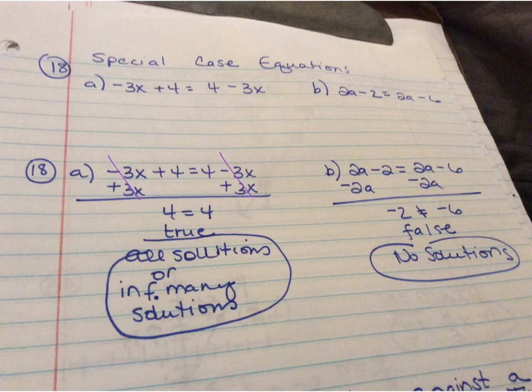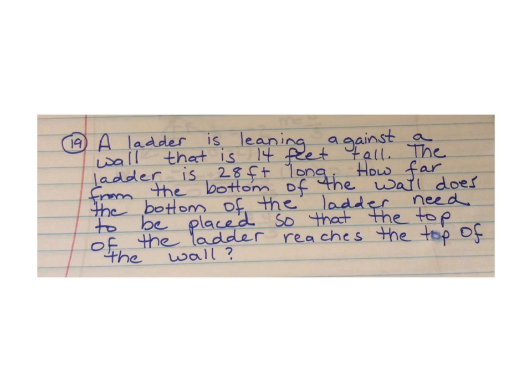On the second side, I subtracted 2a from both sides, and when I did that, the a's canceled out, and I got negative 2 equals negative 6, which is a false statement, so that means that problem has no solutions. Remember, these are your two special cases in equations. Okay, problem number 19. Read the problem, decide what to do, and solve it, please.